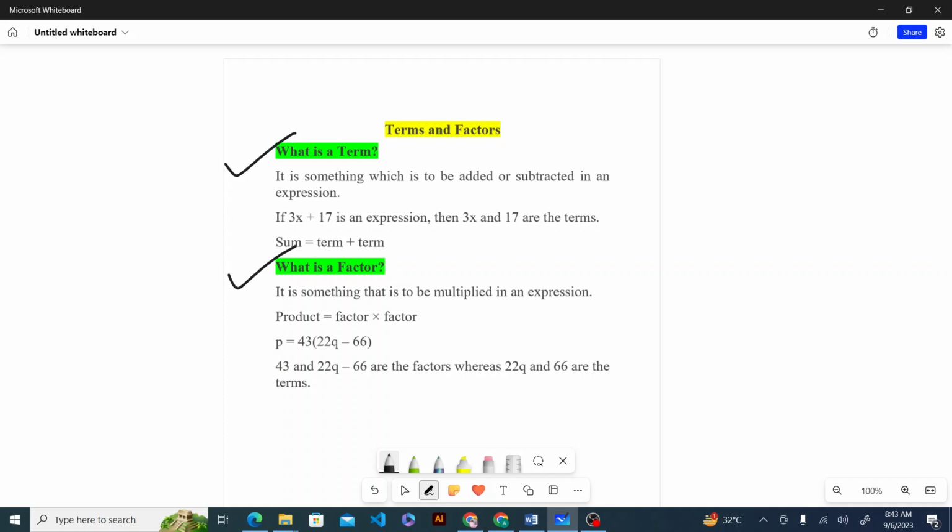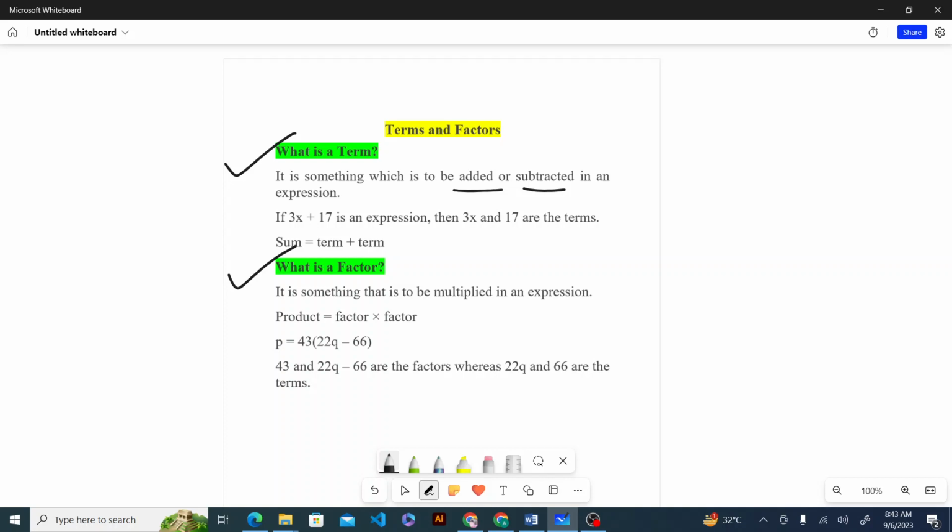So what is a term? It is something which is to be added or subtracted in an expression. If 3x plus 17 is an expression, then 3x and 17 are the terms. See, what is a term? It is something which is to be added or subtracted in an expression.